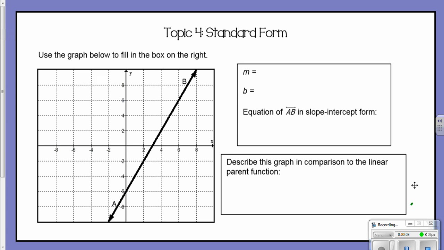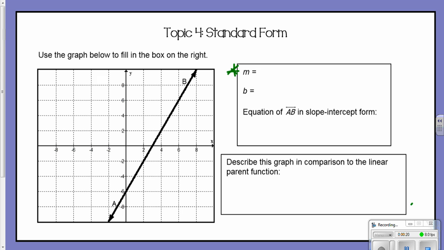Okay, so let's talk about standard form. This is the third form that you're required to put into your line project, and honestly, it's one of the easier ones. We're going to start with a graph, just like you're starting with your line project. It says use the graph below to fill in the box on the right. They're asking for m, b, and then the equation in slope-intercept form.